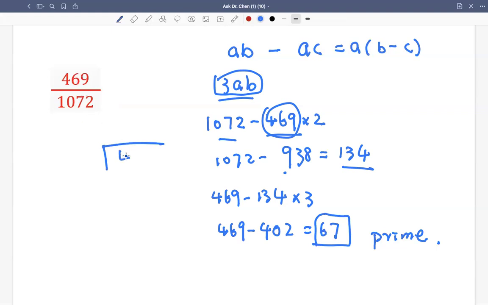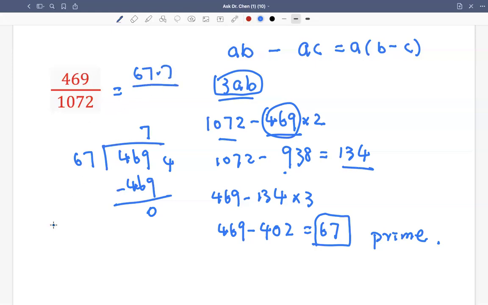Well, let's try. So 469 divided by 67. Let's see if it works. 7 times 7, 49. 6 times 7, 42. 42 plus 4, yes, bingo. So that means 469 can be written as 67 times 7.